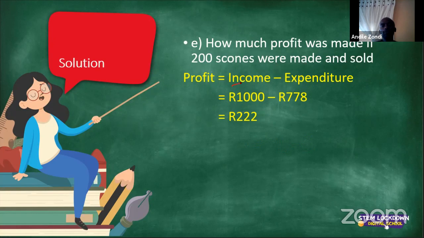So next step, profit is income minus expenditure. Income that you got for 200 scones was 1,000, and expenditure that we incurred for 200 scones was 778. So our profit is 222. Obviously, the amount here is positive. This means that you made a profit. If your answer is negative, it means you made a loss. In this case, we actually made profit. I think everything is simple thus far. Everything is easy so far.